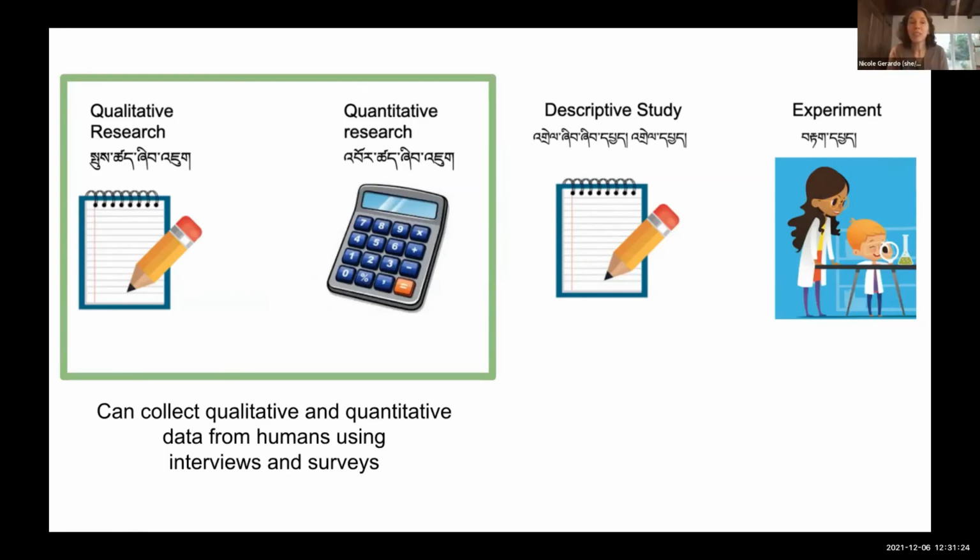And in both of those examples, we can actually collect quantitative data, how often you sleep, how long you sleep each night. And we can collect qualitative data, asking people how they feel, what they think about something, how often they think about something, that kind of thing.